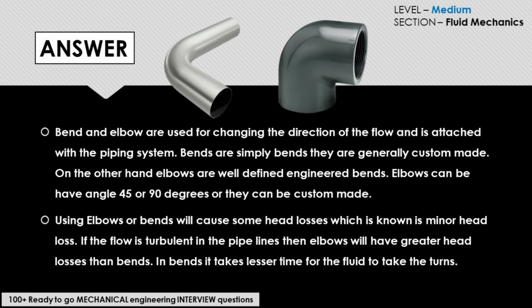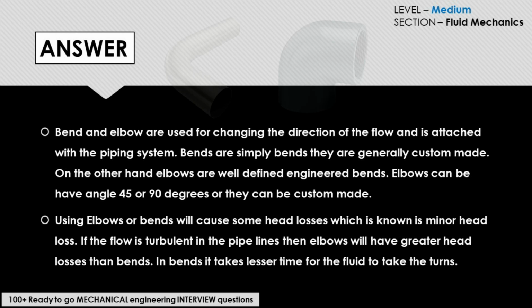Using elbows or bends will cause some head losses, which is known as minor head loss. If the flow is turbulent in the pipelines, then elbows will have greater head losses than bends. In bends, it takes lesser time for the fluid to take the turns. So for designing a pipeline, these parameters are always kept in mind: where to put the elbow and where to put the bends.